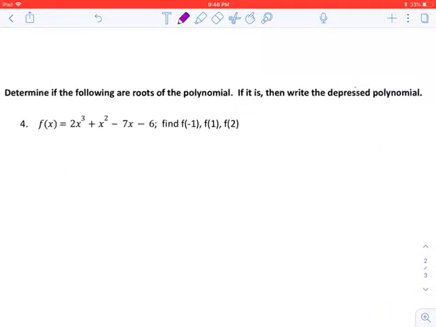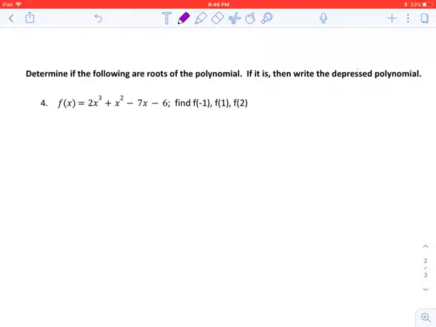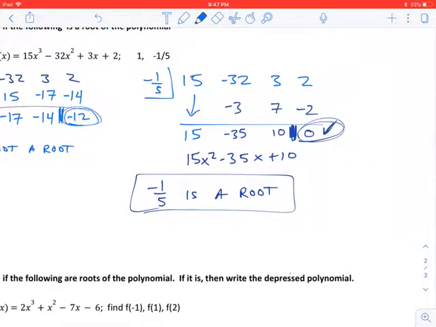I'll go ahead and do the first one with synthetic, and then whatever's left I'll do with substitution. Actually, I'll start with substitution, just to mix it up. So this is the exact same thing though. Determine what the roots are. But then it says if it is a root, write it in the depressed polynomial. So the depressed polynomial is like what I wrote up here.